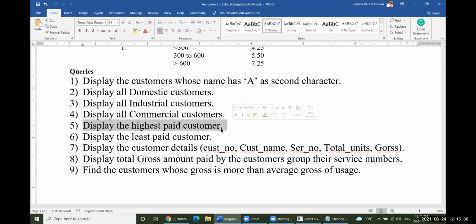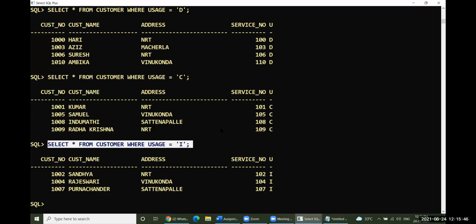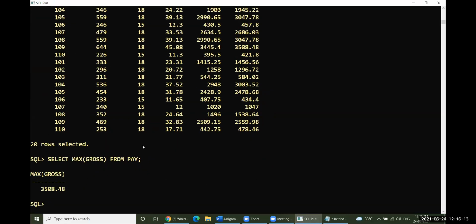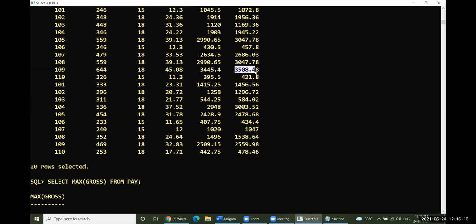So we would like to do this process stage by stage. First of all, what is the highest payment in the pay table? Select everything from pay. Within this data, we need to identify who is highest paid based on the gross. First we need to identify the maximum value. So select MAX of GROSS from pay. This is the maximum value, 3058, the location where you could get it here.